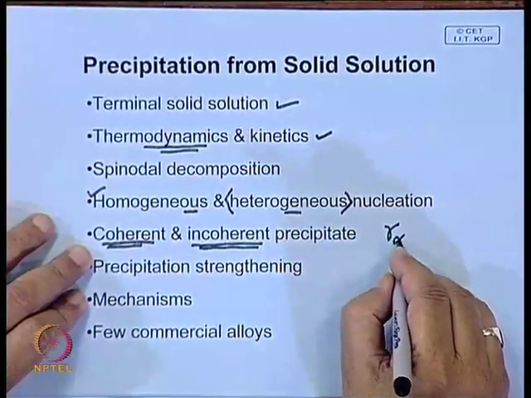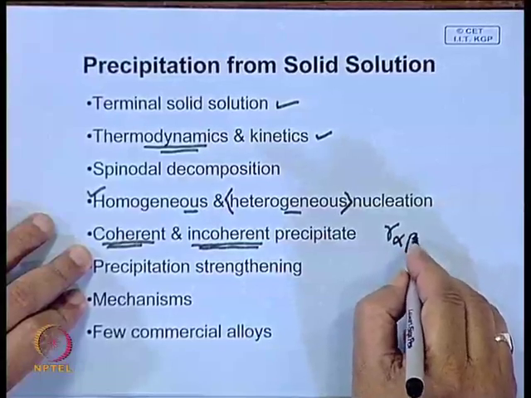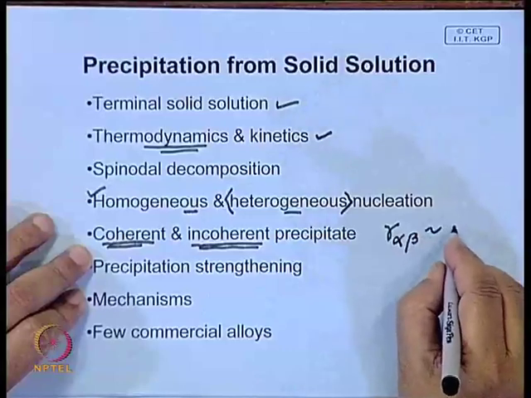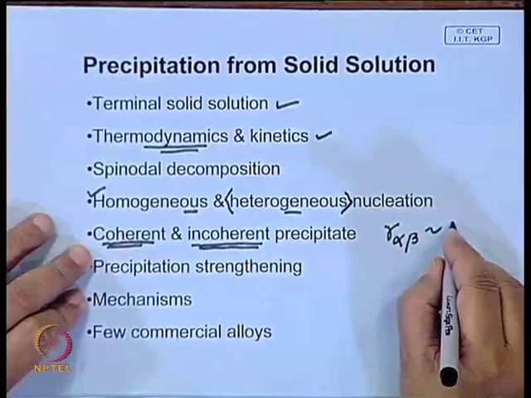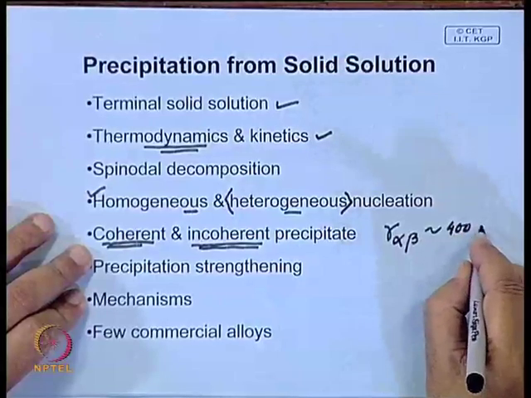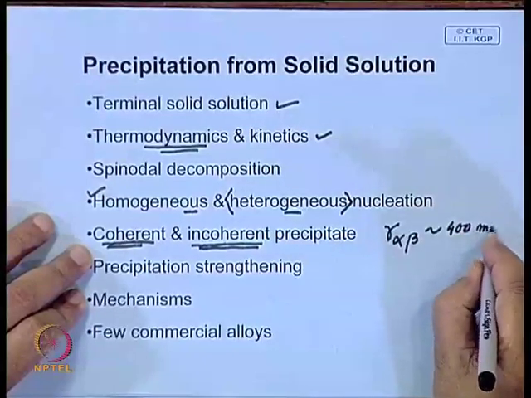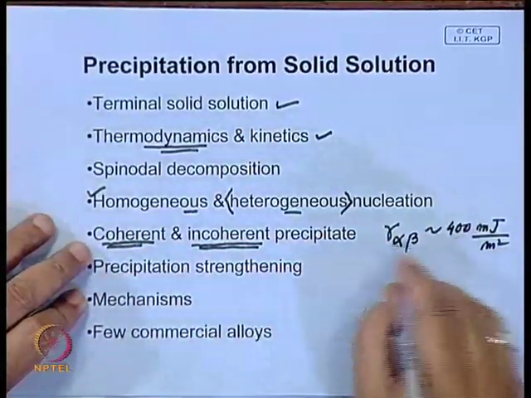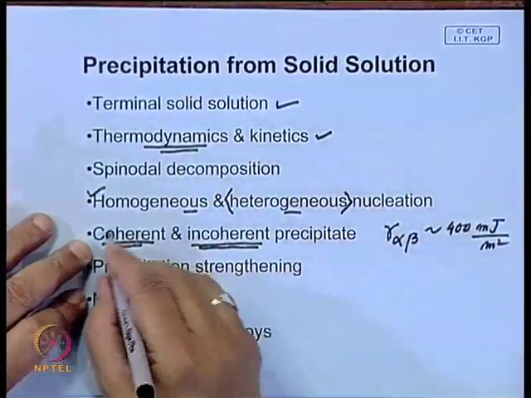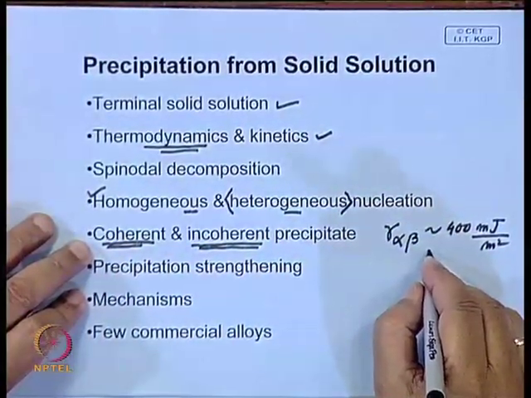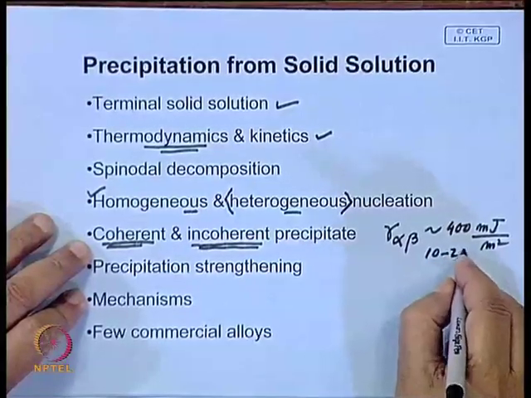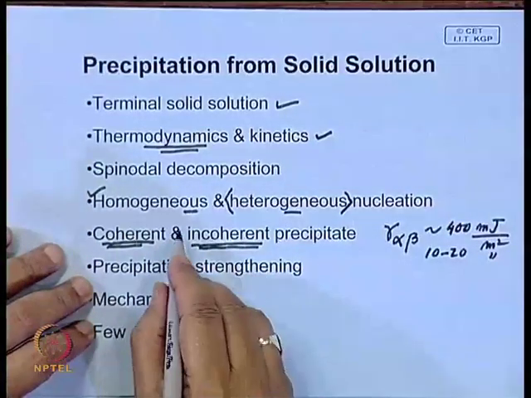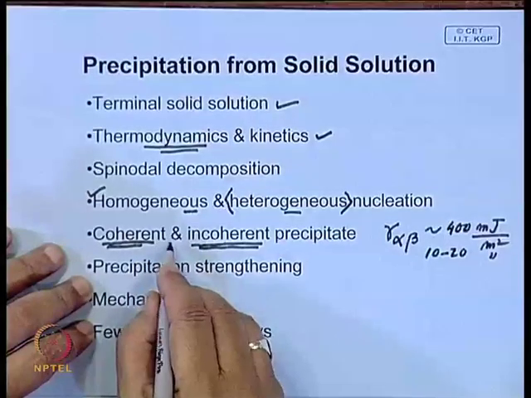That means, if in a matrix alpha, beta precipitates, there will be an alpha-beta boundary, and this is of quite high order, maybe 300 or 400 millijoules per meter square. Whereas for coherent precipitate, the surface energy will be extremely low. It could be 10, 20 millijoules per meter square, and you can also have some intermediate precipitates, which are semi-coherent precipitates.